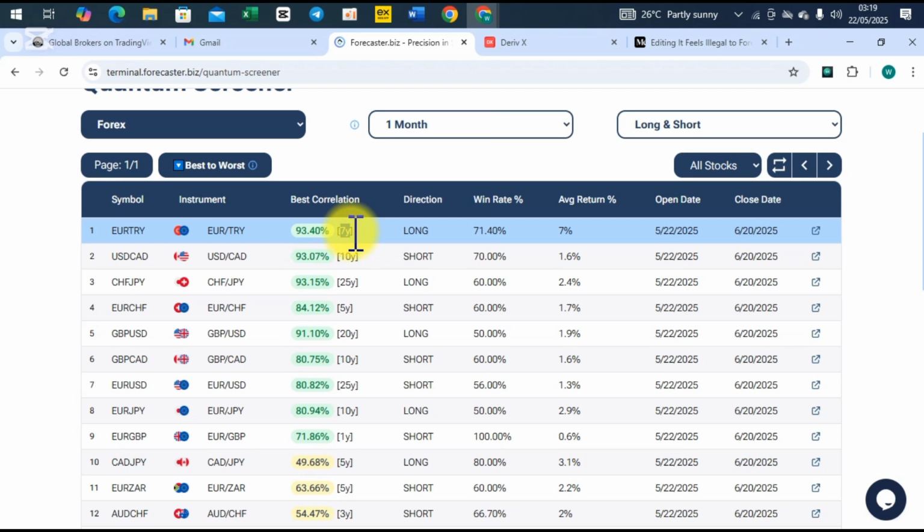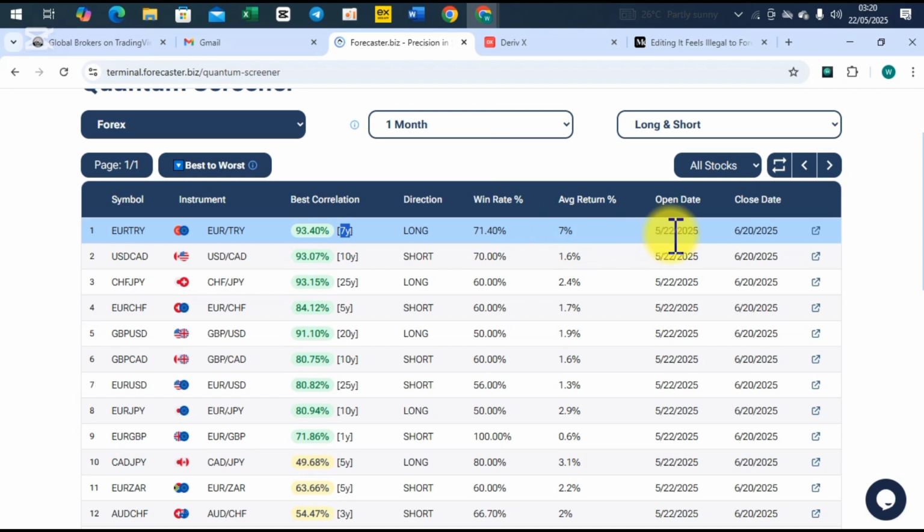Let me repeat it for you to understand. For example, the best Forex pair, foreign exchange pair, euro, Turkish lira, is correlating with the price pattern of 7 years ago, 93.40, and it is a bullish movement. Okay, and if you trade this asset, you are going to have a win rate of 71.40. Is that one not amazing, really, to give you an opportunity to take up? So it also gives you an average return of 7% in just 1 month.